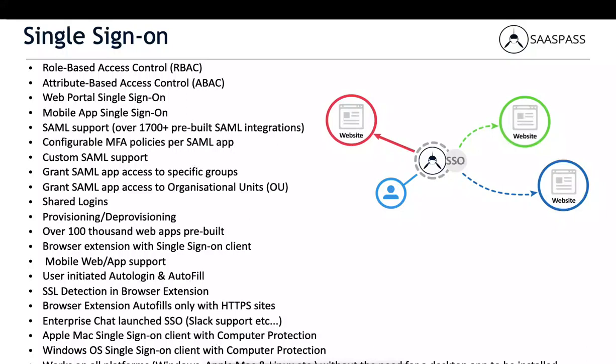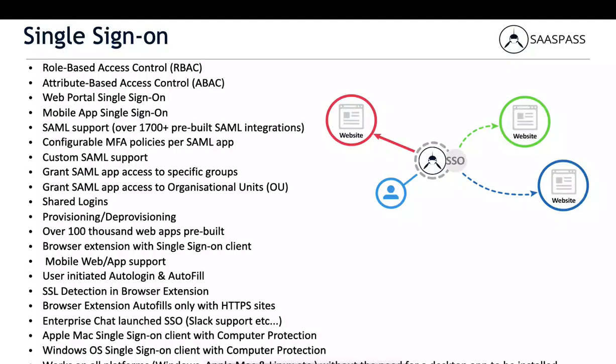SAASPASS also has a lot of integrations in the market. This is really very important. SAASPASS has the largest number of pre-built SAML integrations. It has more than 1,700. I'm talking specifically about the SAML protocol here, because if we talk about everything, all the products, it is hundreds of thousands of pre-built integrations with SAASPASS.